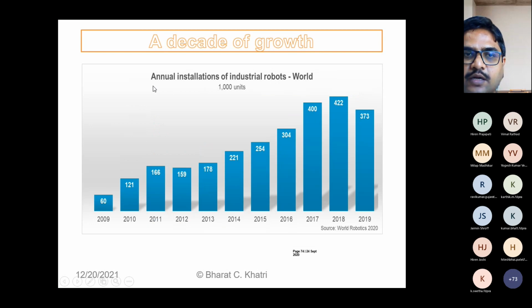If we see the current annual installation of robots, it is continuously growing. In 2018, 4,22,000 robots were installed. In 2019, the number is lower, showing 3,73,000.